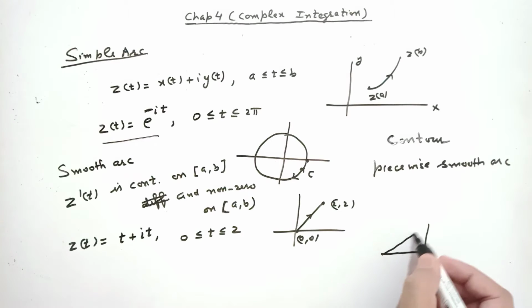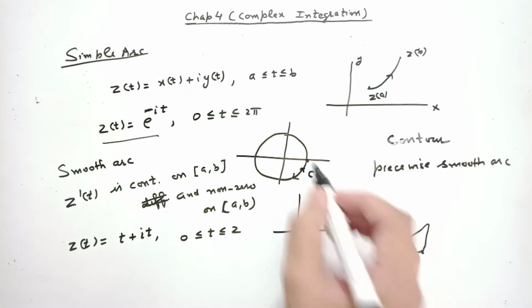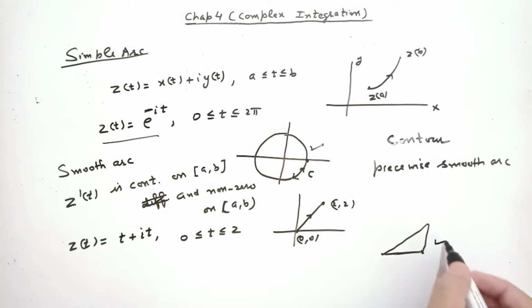Now see this shape, triangle. This is also a contour. It carries three smooth parts, this side, this side, and this side. This is a simple closed contour. This is also a simple closed contour. This is also a contour, but it is not simple because it intersects itself. Okay, so you should understand the difference between these terms. We'll be using simple closed contours again and again, so you should know what is a contour and what is a simple closed contour.